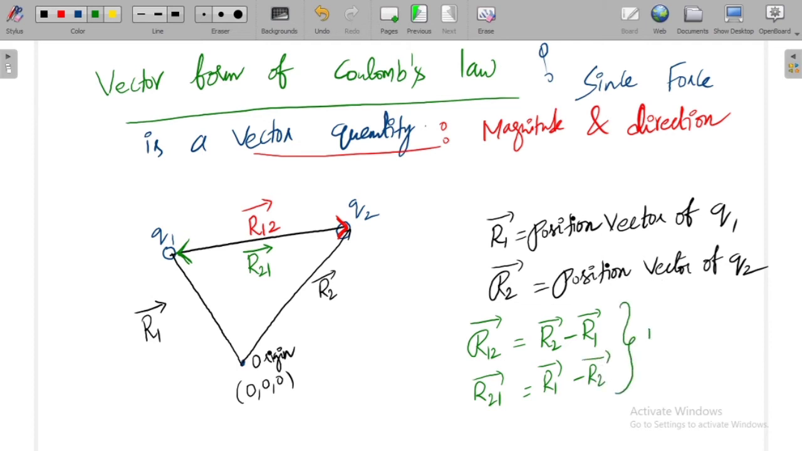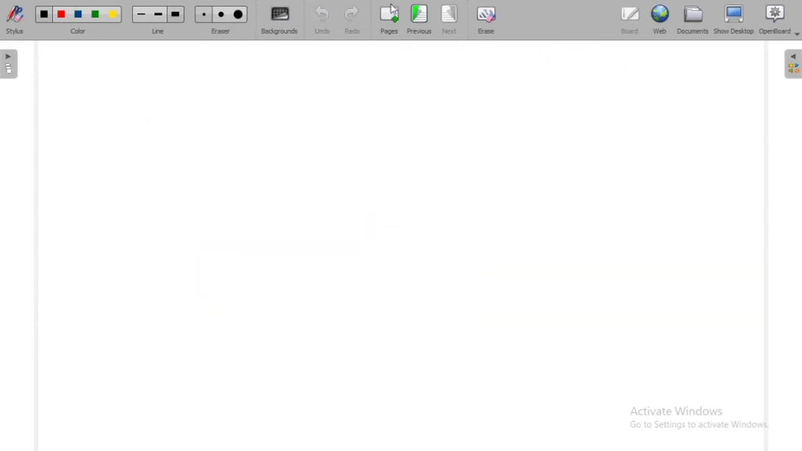These two vectors are called distance vectors, whereas R1 bar, R2 bar are called position vectors, and R12 bar, R21 bar are called distance vectors. Now, what is the relation between R12 bar and R21 bar? Both have the same magnitude. The magnitude of the distance between Q1 and Q2 remains the same, whereas the direction is different if we move from Q1 to Q2 and Q2 to Q1. So, we know that R12 bar is nothing but minus R21 bar. These are the assumptions which I want to have before going to the vector form of Coulomb's law, right?